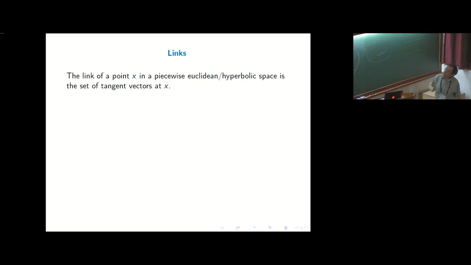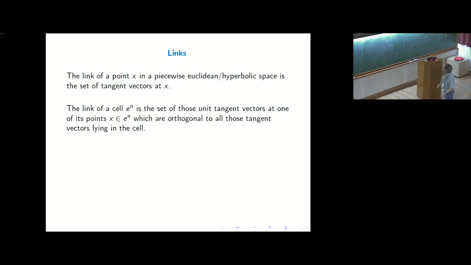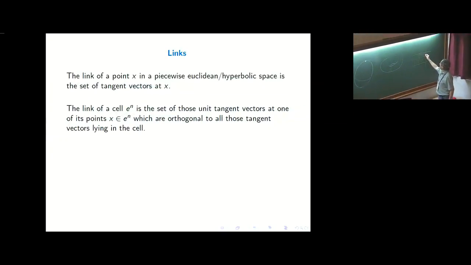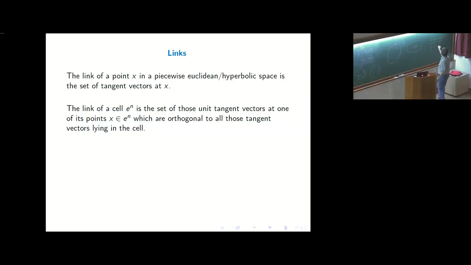But if I take an edge, what do I mean by the link of an edge? The link of a cell, or the link of an edge, I mean all of those unit tangent vectors orthogonal to those tangent vectors lying in the cell. So I guess that would be a tangent vector, that would be a tangent vector, but I only want the orthogonal ones. So in that case, the link is 2 points. 2 points is the sphere S0.